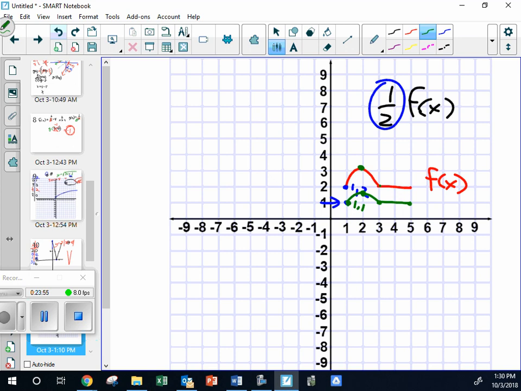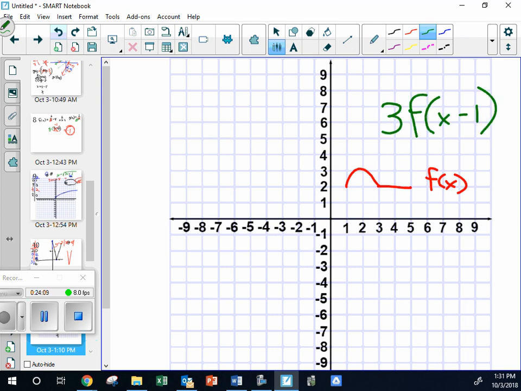Okay, would you right now try to make this last picture? I'm going to put a 3 out front and a 1 in the middle. So the little hat has to move and get stretched.